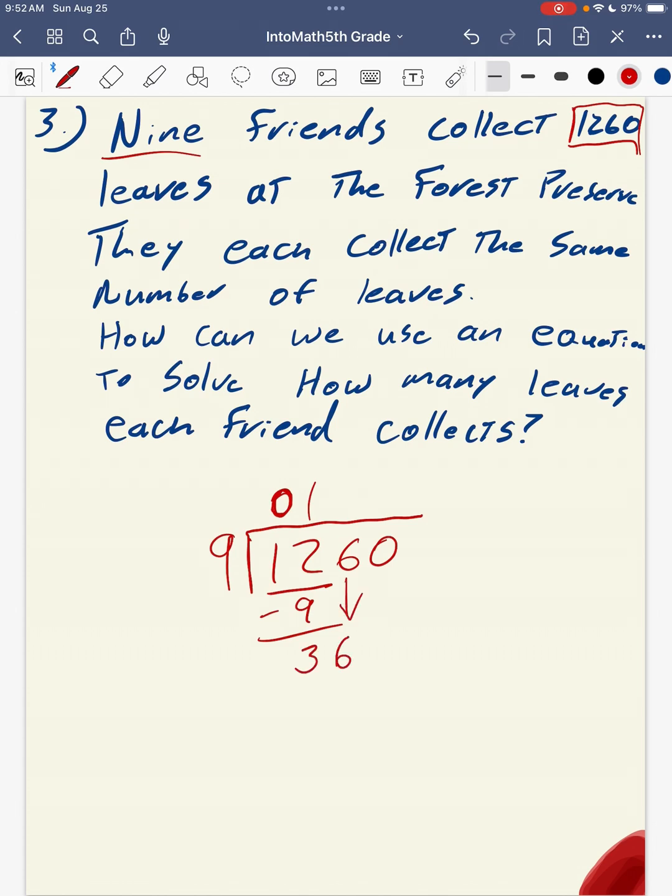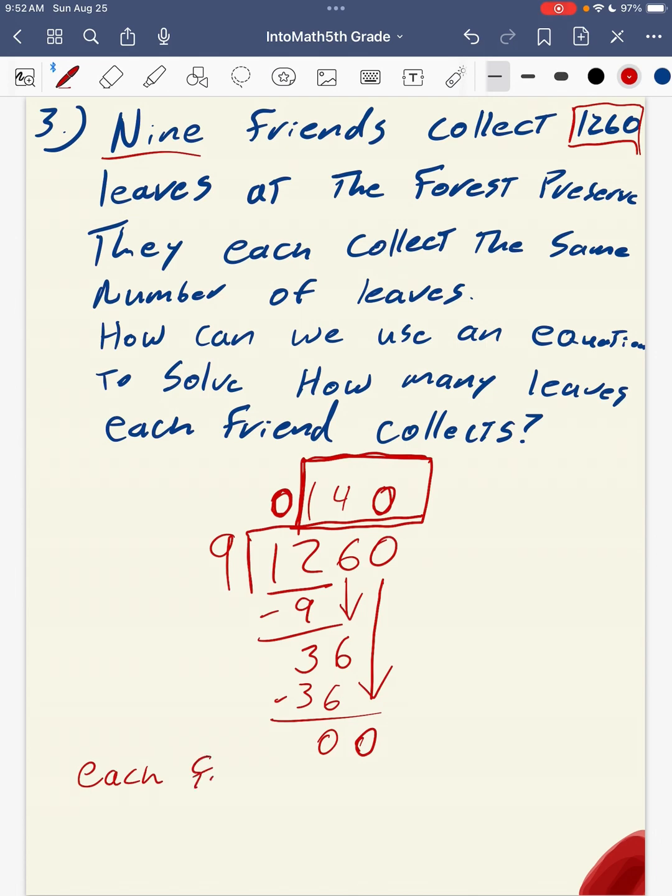I carry down my 6, and now I know that 9 can go into 36 4 times, because 9 times 4 equals 36. 36 minus 36 is 0, carry down my 0. And lastly, 9 goes into 0 0 times. That last 0 holds as a placeholder to say we don't have any numbers in our ones place. But if I do the division, each friend collects 140 leaves.